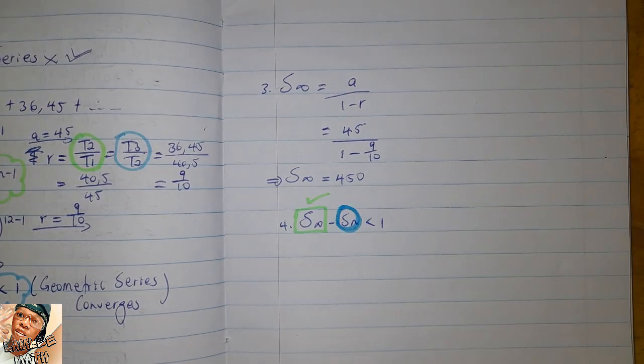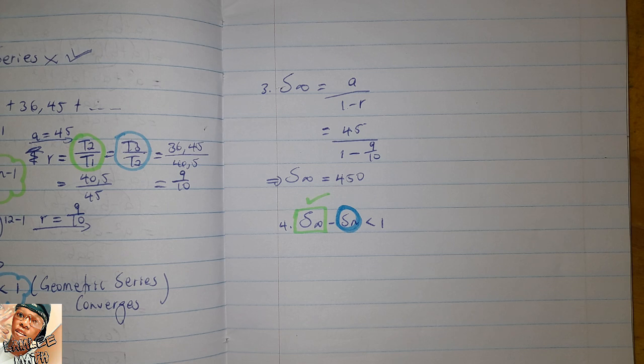So the only thing that we know here is the sum to infinity. And what is the sum to infinity? It is equal to 450, right? We don't know what the sum to the number of terms is because we don't even know how many terms there are in the series. Because this series is geometric and it converges, that means it is infinite. So it goes on forever. That means we don't have a last term, so we don't know how many terms there are.